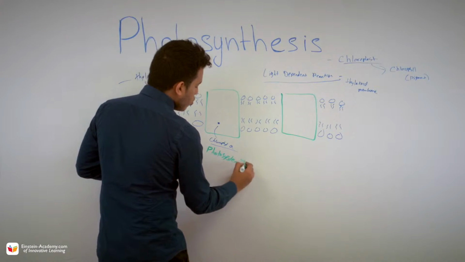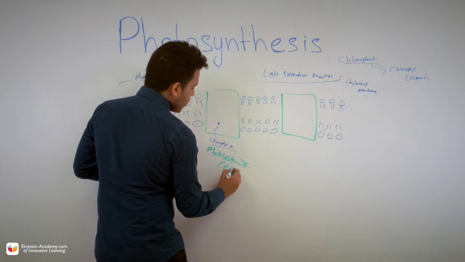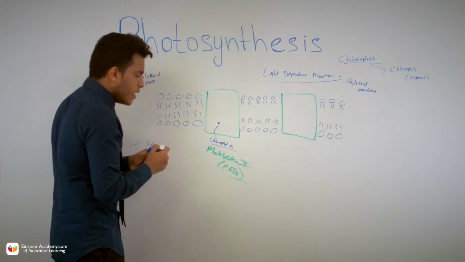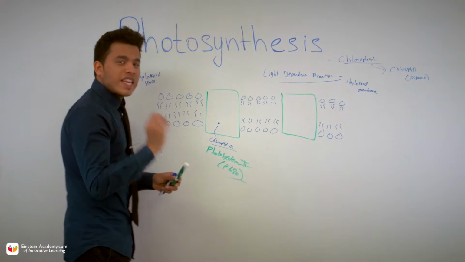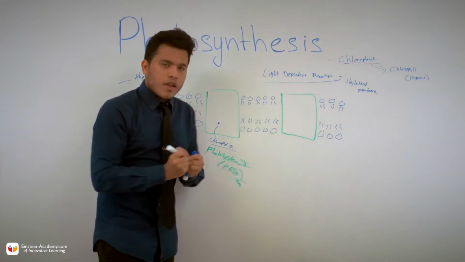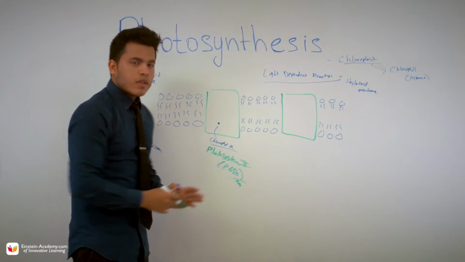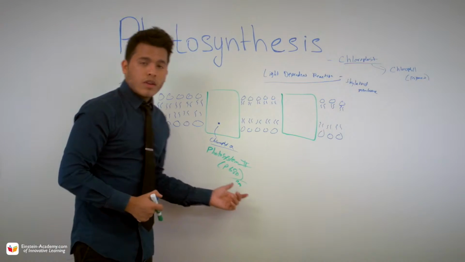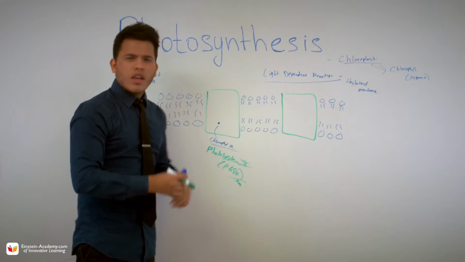Photosystem 2, or P680. P680 simply refers to the wavelength in nanometers. So this guy right here can only take in about 680 nanometers in wavelength of light. Well, where does light come in?